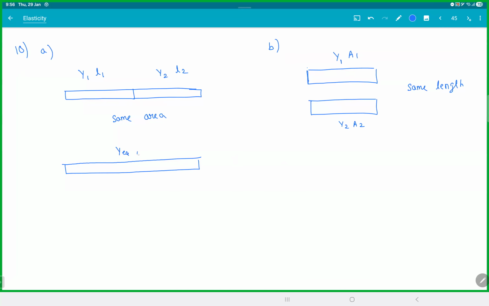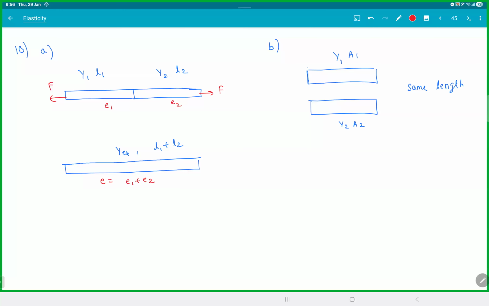So for Y equivalent, the length is L1 plus L2. So be careful. Most people mess up that. And let's say elongation in this rod is E1, elongation in the other is E2. So you're applying the same force. That is the meaning of it. So this elongation will be E1 plus E2.